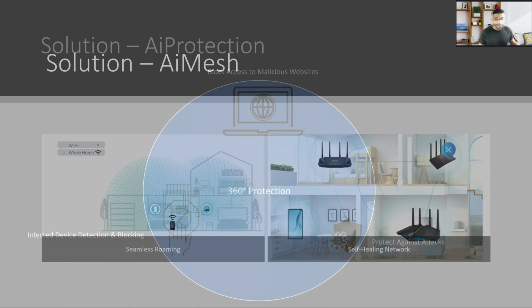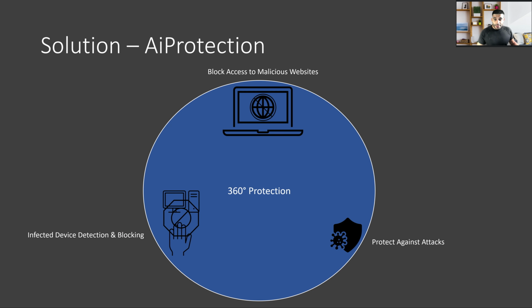which I think is very, very cool. Now, the other thing that you get with the Asus product is what's called AI protection. And one of the things that I really love about this is that it gives you 360 protection while you're using an Asus router on your network. Some of the things that AI protection does is it allows you to block access to malicious websites. It protects against attacks. And also, it does infected device detection and blocking.